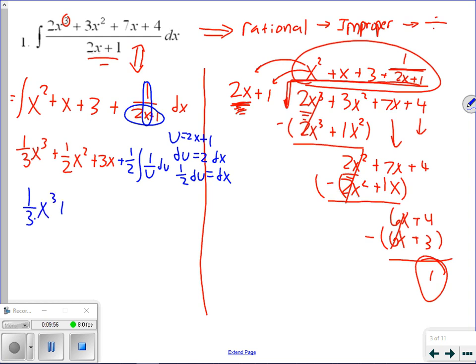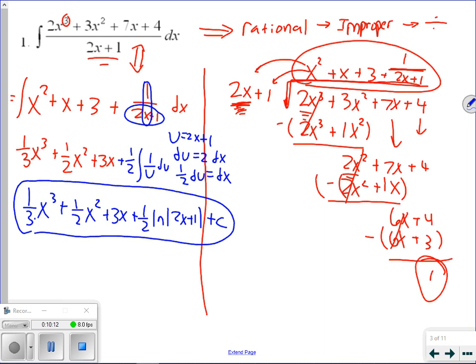1/3 x cubed plus 1/2 x squared plus 3x plus 1/2 ln absolute value of u, or 2x plus 1, plus c. That's it. And that wasn't so terrible, right? I mean, long division to rewrite it, and then we just integrate.